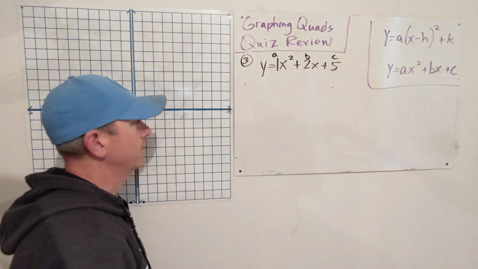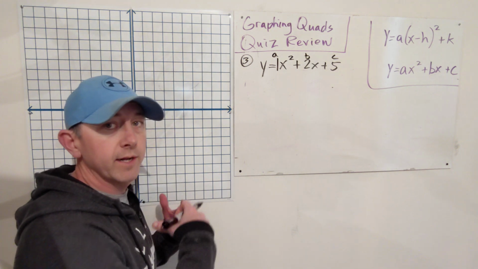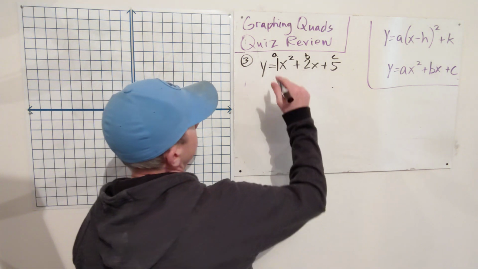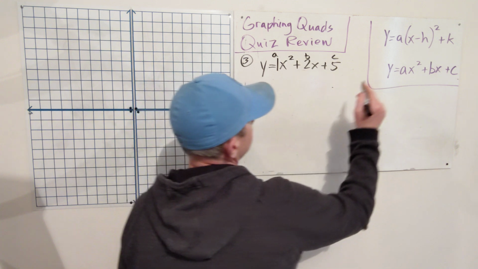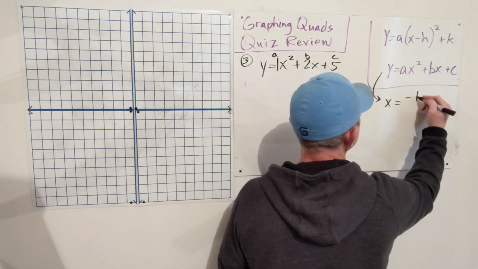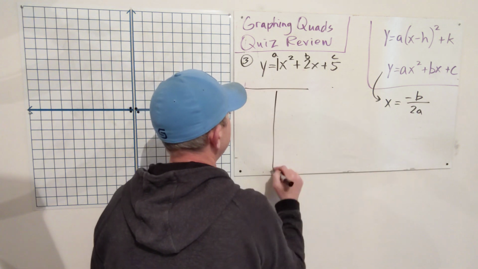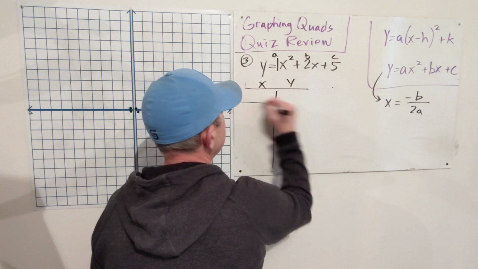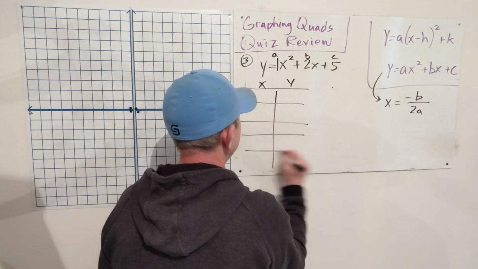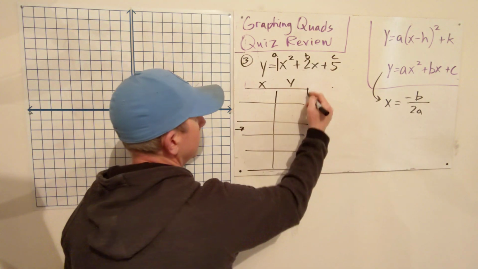And another bit of advice, I would try to do your work on a separate paper before you try to answer it on the computer. Okay, so here we go. For this, our first step, we're going to do x equals the opposite of b over 2a. Because if we're trying to fill out a table, we need to get the vertex. So the vertex is going to go right here in the middle.